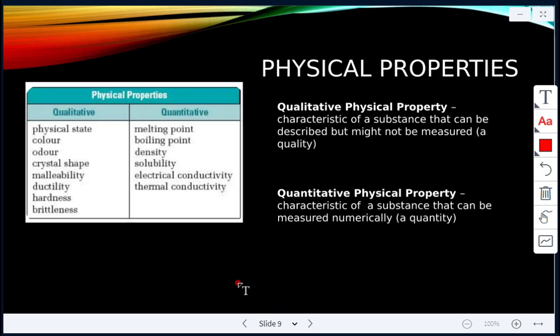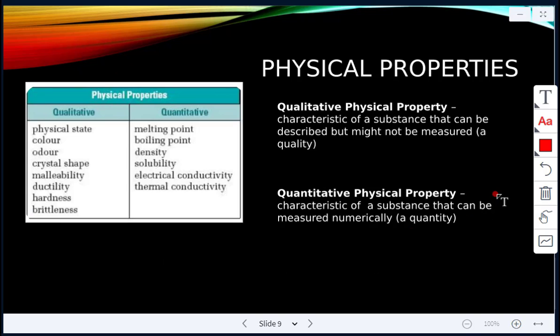So physical properties can be measured qualitatively or quantitatively. A qualitative physical property is a characteristic of a substance that can be described, but not necessarily measured. So it's a quality. For example, on the left side here, qualitative physical properties like physical state, color, odor, crystal shape, malleability, ductility, hardness, brittleness, those are qualitative physical properties.